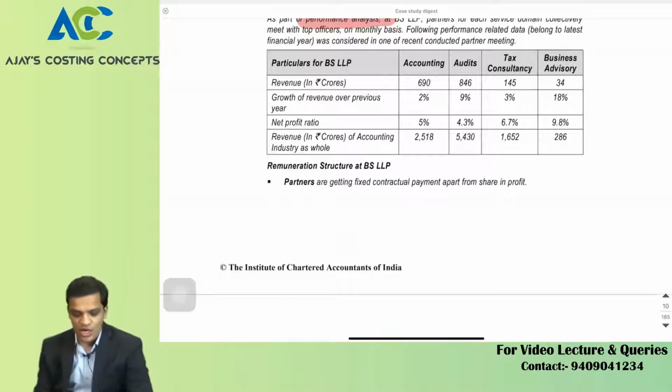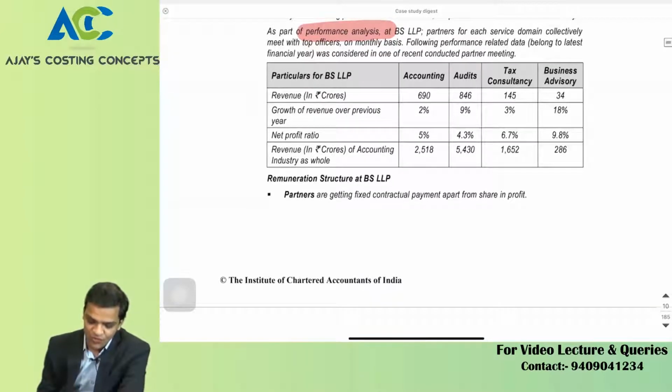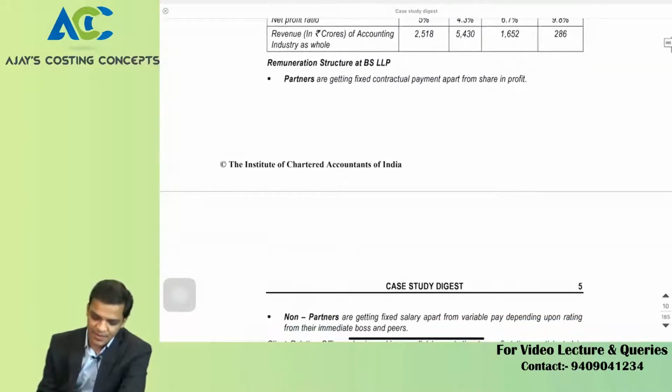Revenue in crores of the industry as a whole. So for the whole industry, accounting revenue is 2518 crores. For audits, it is 5430 crores. For tax consultancy, it is 1652. Business advisory is 286. Remuneration structure at BSLLP.